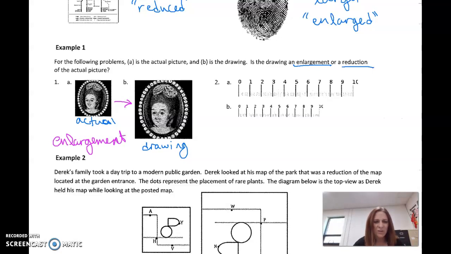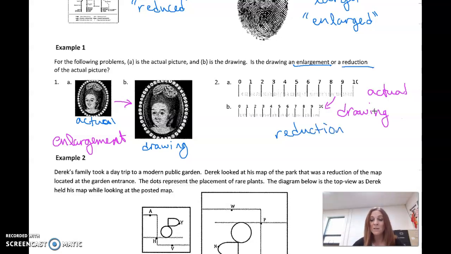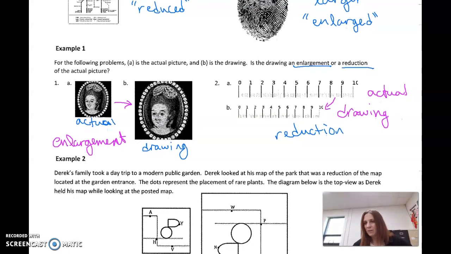And please, try to write better than me. I'm sorry. The same thing over here. This is like a ruler, and this is the actual, and this is the drawing. You can see that our actual is larger than our drawing. So we made it smaller, so it's a reduction. Again, don't overthink it. We're just trying to understand what's happening when we scale things bigger or smaller, because we're going to have to do it proportionally. So first step, understand if you're getting bigger or smaller. Second step, it comes to proportionality. One more example.